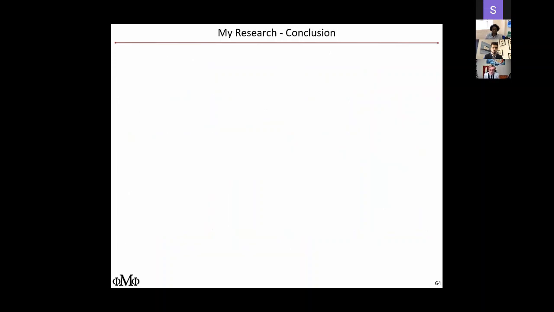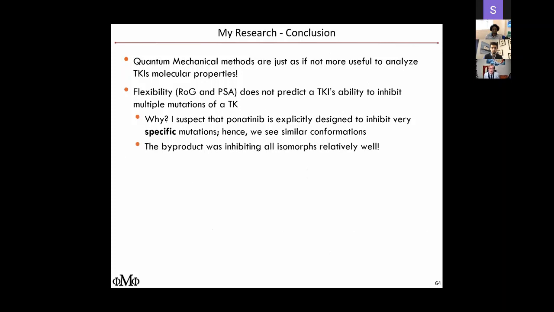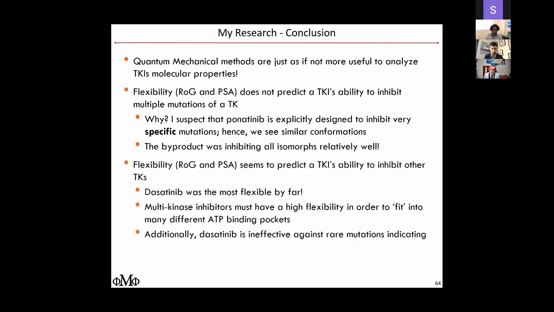So let's look at my conclusions just to summarize everything real quick. Quantum mechanical methods are just as, if not more, useful to analyze tyrosine kinase inhibitors' molecular properties. That's a really cool finding that I found just on my own. Flexibility: radius of gyration does not seem to predict a tyrosine kinase inhibitor's ability to inhibit multiple mutations of a tyrosine kinase here, but it might be able to suggest a reason for the ability of a tyrosine kinase inhibitor to inhibit multiple different kinases, multiple different tyrosine kinases specifically.